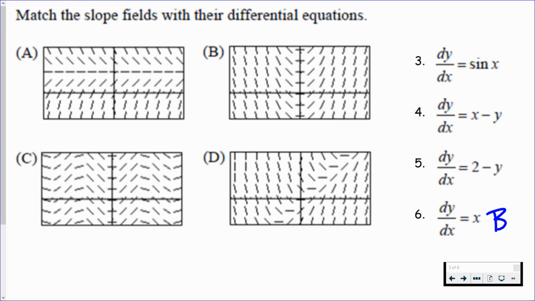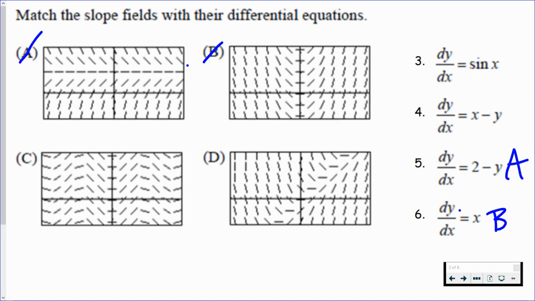Number 5 is solely dependent, I'm going to mark out B. Number 5 is solely dependent upon y. The last one was only dependent upon x, so this one is only dependent upon y. And we could pick out some easy ones. If y was 2, our slope should be 0. If y was 1, our slope would be 1. If y was 3, our slope is going to be negative 1. If we start to take a look at these graphs, that fits with A.